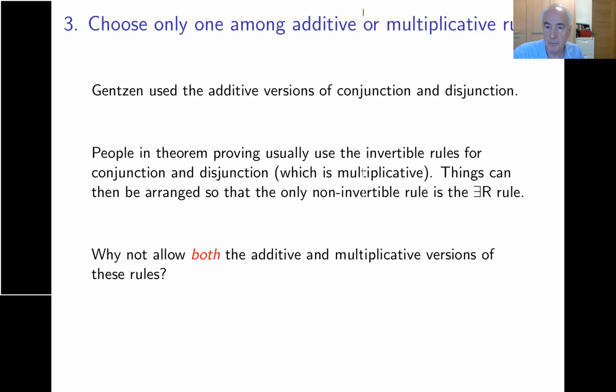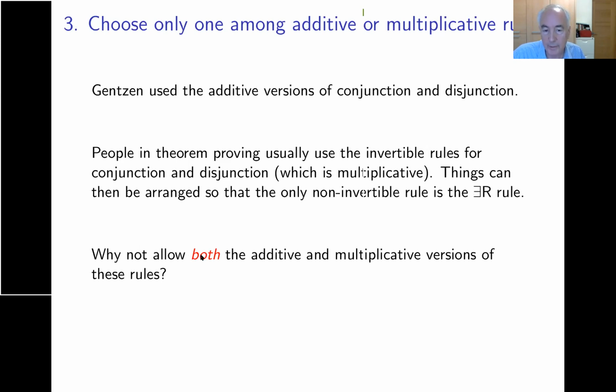Not such a serious problem, but still an interesting one, is that the typical way to present sequent systems is to say, and is either additive or multiplicative, so you have to make a choice. Gentzen, for example, gave the additive versions in his system, but people in theorem proving usually like to have invertible rules as much as they can, in which case the disjunction would be the multiplicative version in order to get invertibility. You do this because you can arrange essentially everything to be invertible except for the existential right rule.